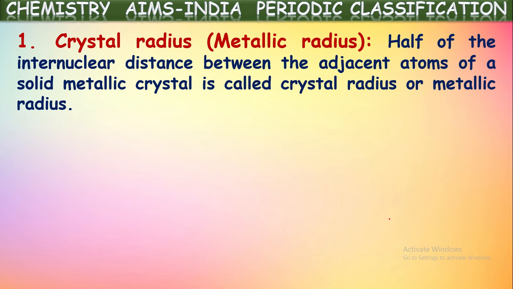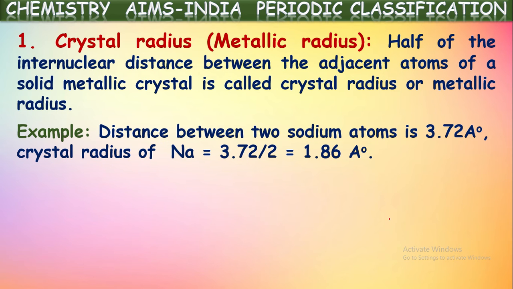Then half of the distance is taken as a crystal radius or metallic radius, because in metallic substances there is no bond between the metal atoms, just a force of attraction, that we say metallic bond. That is why the distance between the two adjacent metallic atoms is calculated. The half of that is taken as the radius of those metallic atoms, that is called metallic radius or crystal radius. Okay.